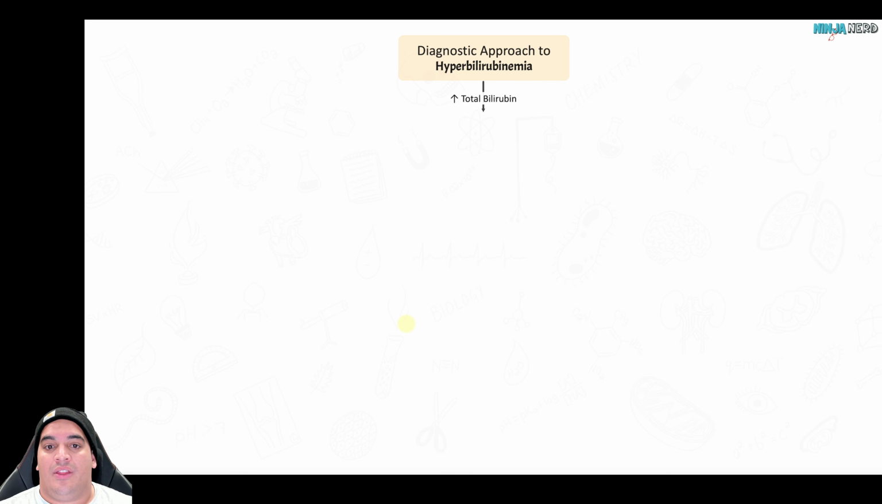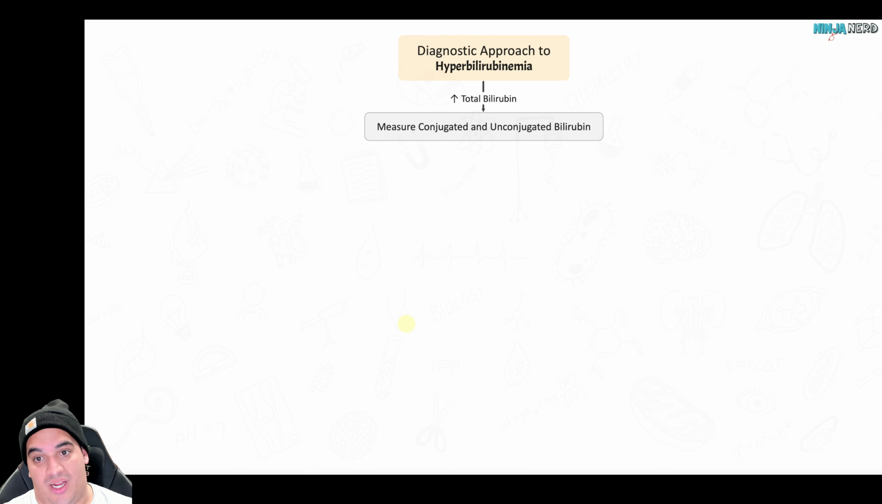First thing, there's an increase in total bilirubin. So in other words, there's an increase in unconjugated and conjugated bilirubin. The next thing that you'd want to do is fractionate out your bilirubin and figure out which one is elevated. Is it conjugated or unconjugated? So let's say that you do that, and you find that your indirect bilirubin or your unconjugated bilirubin is elevated. What does that make you think about?